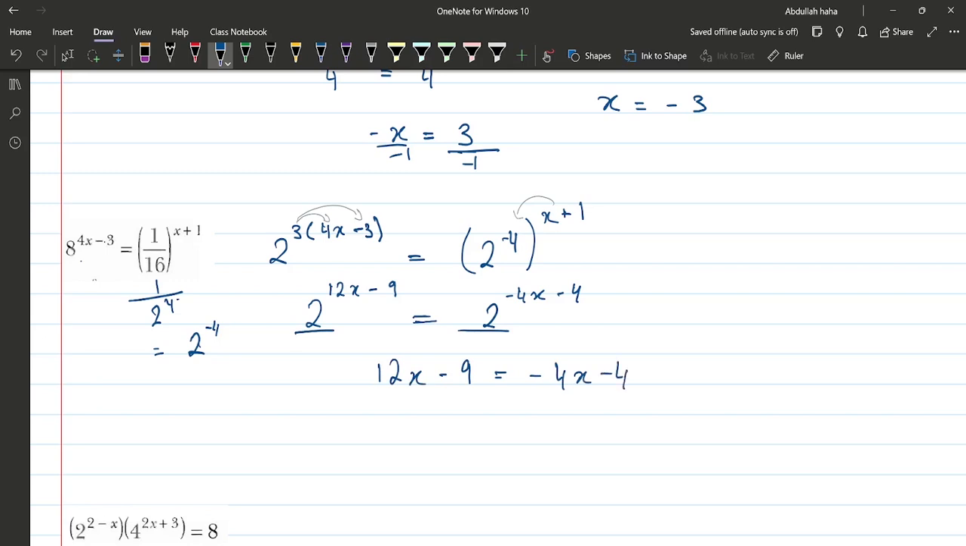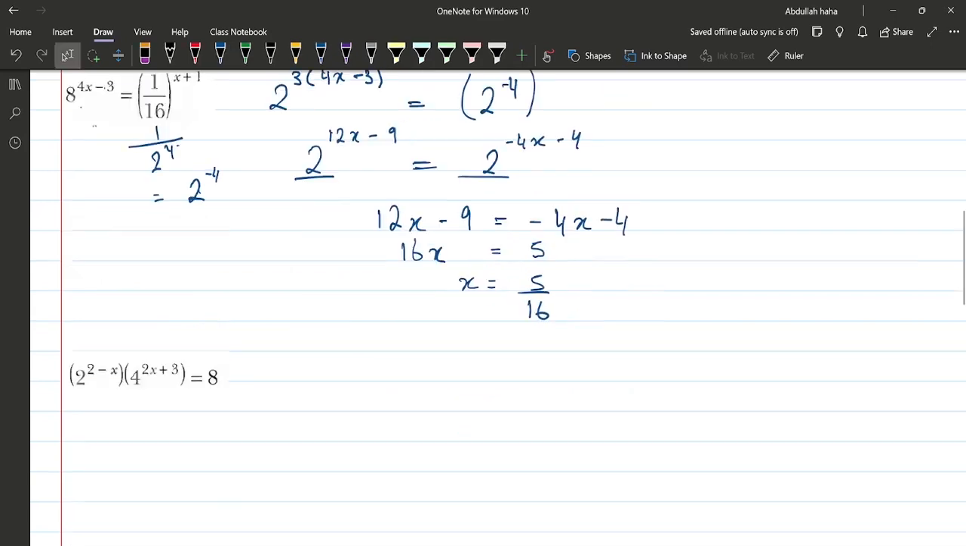Okay, so we take minus 4 to the other side, that becomes 16x, and we take minus 9 to the other side, which becomes plus 9. So plus 9 minus 4 is 5. Okay, and so x is equal to 5 over 16. All right, moving on to another question.